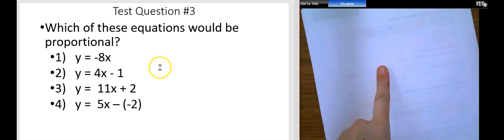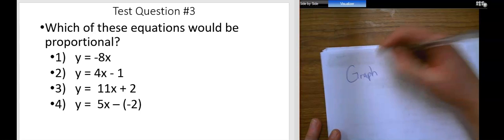Question 3, which of these equations would be proportional? Look it over. The answer is 1. Why is it 1? Because y equals rate x. Does it matter that the rate is negative? No, it is okay. Rates can be negative. This one, you've got an extra number. This one's got the extra number. This one's got the extra number.